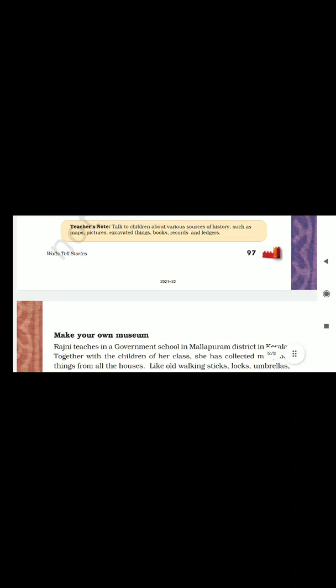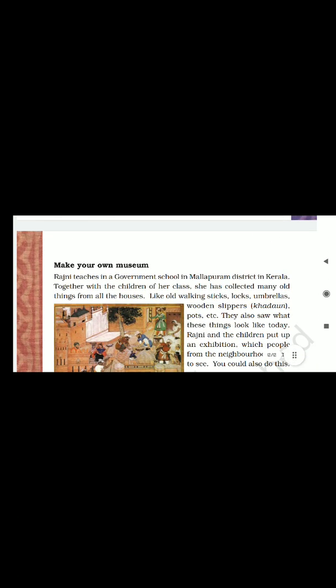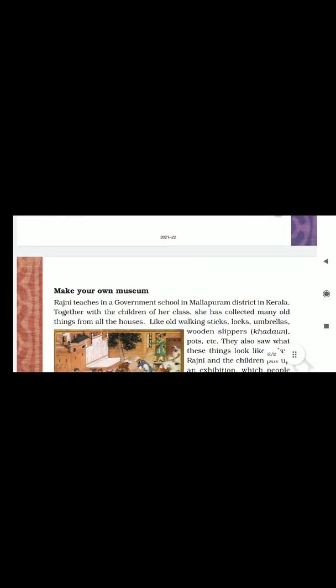Who used to live there in the olden days? And with all this information, you may have the information of people living in that particular area. What kinds of activities took place there? Do some people still live there? Make sure, make your own museum.